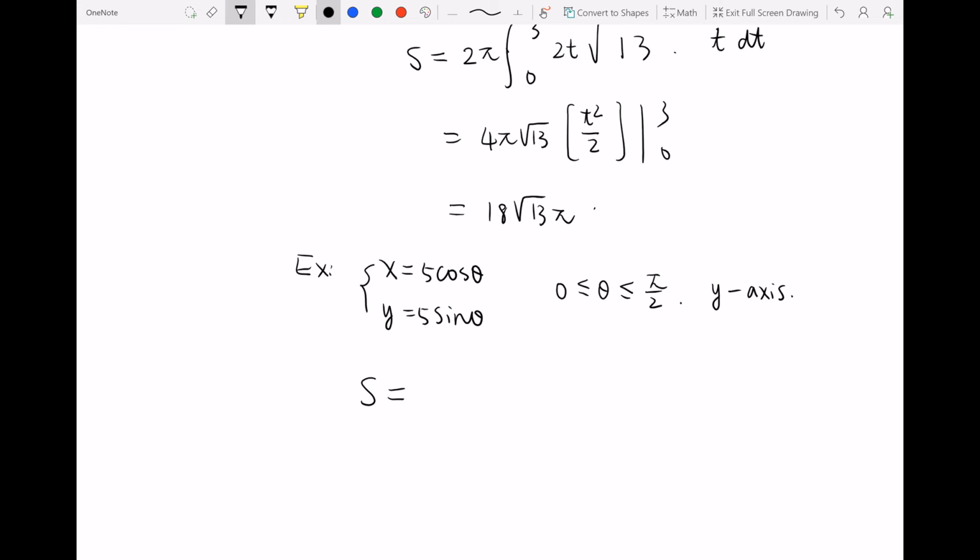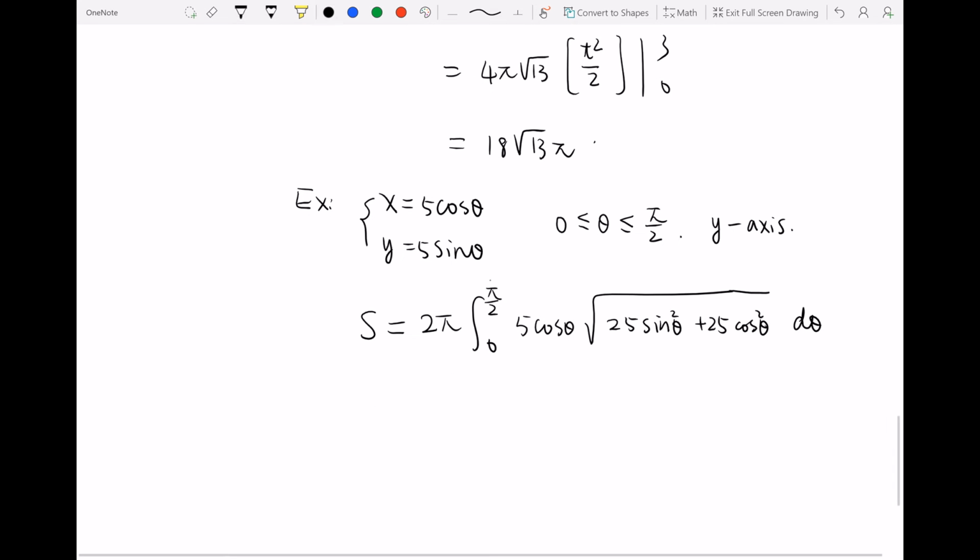I didn't finish it all the way, but I got 2 pi x from 0 to pi over 2. 2 pi from, okay, 0 to pi over 2, very good. And then it's 5 cosine theta, and then the square root of 25 sine squared theta plus 25 cosine squared theta. Okay, the derivative of this is sine squared, derivative of this is cosine, and squared is 25. Perfect. So what do you get next?